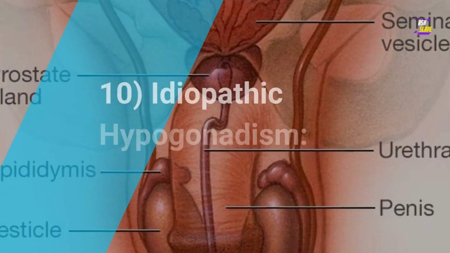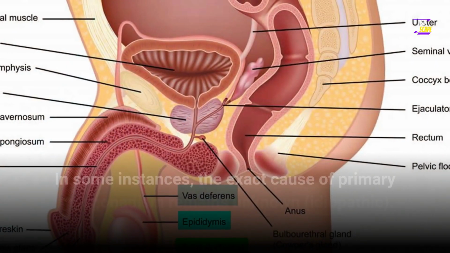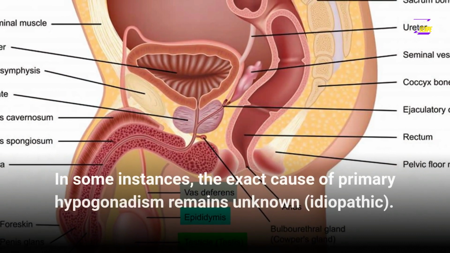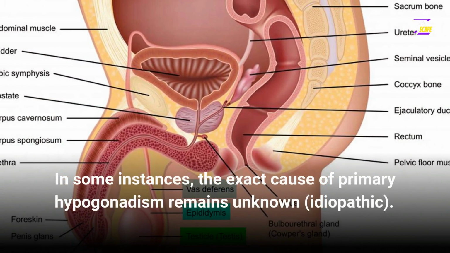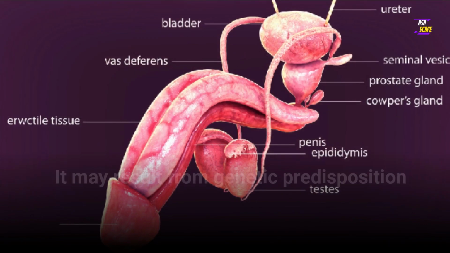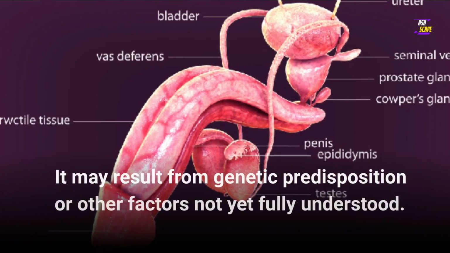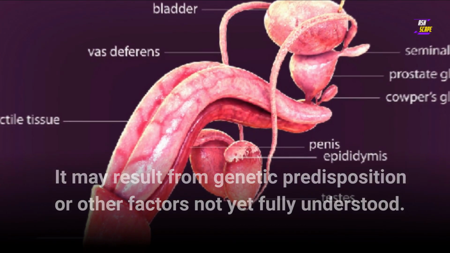10. Idiopathic hypogonadism. In some instances, the exact cause of primary hypogonadism remains unknown. Idiopathic. It may result from genetic predisposition or other factors not yet fully understood.